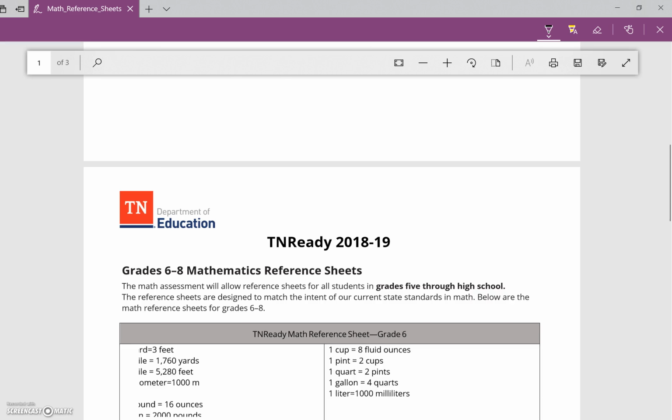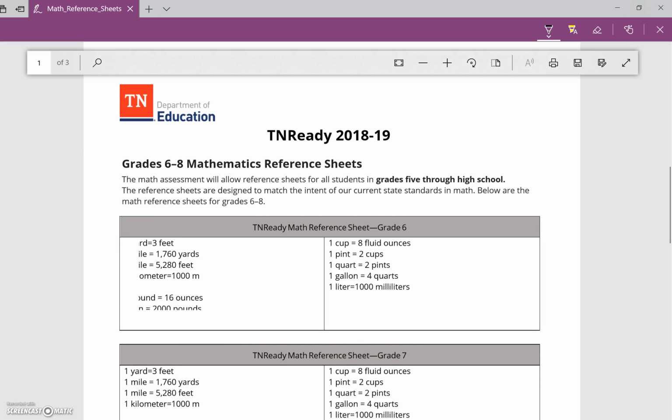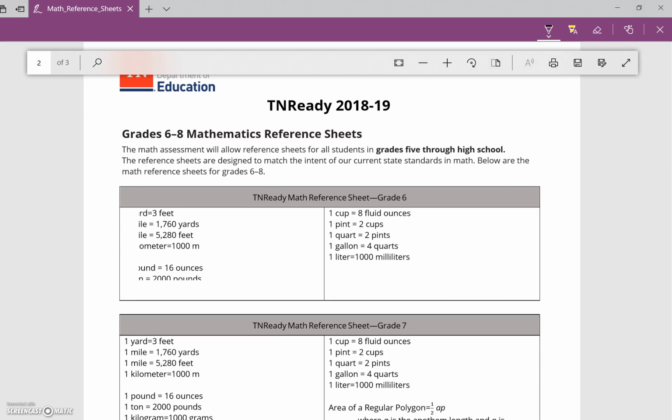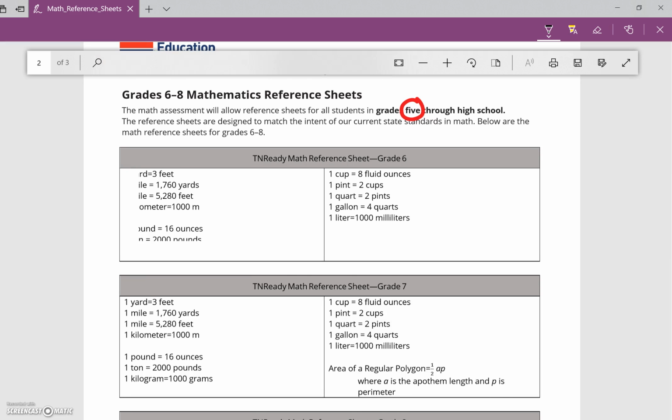Let's move on to page 2. This is reference sheets for grades 6 through 8. Okay, what is going on here? I can't read any of this. This is currently hosted as of September 30th, 2018 on the State Department of Education website, and for grade 6, sorry, you're out of luck. Can't read half of the conversions.